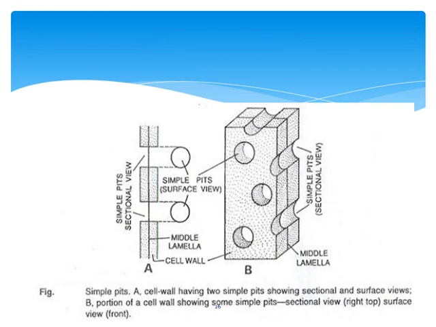So here we have another image of a simple pit. Here we have the surface view, and this one indicates the sectional view. So these are the simple pits. These are simple pits that are uniform in the cavity, and also to the adjacent cell.